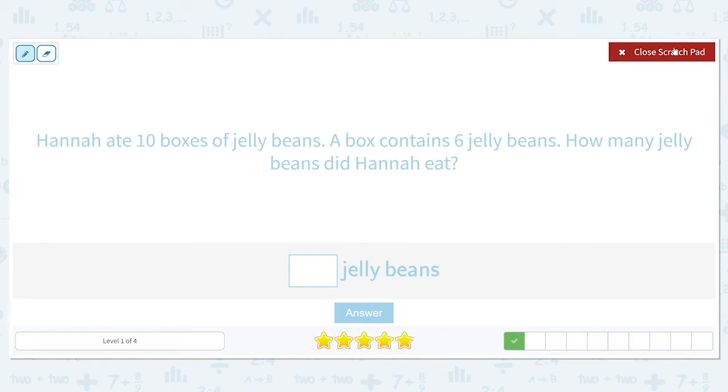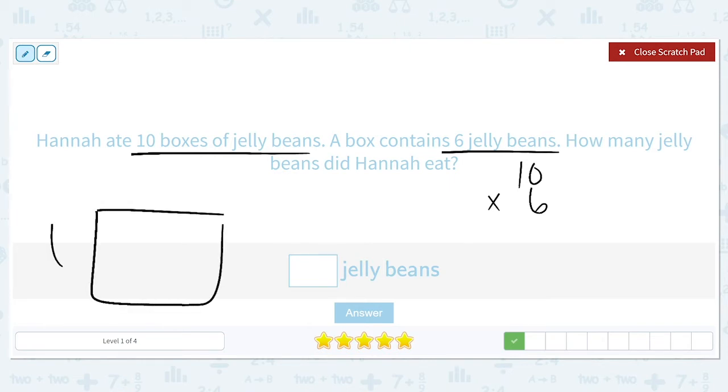Hannah ate 10 boxes of jelly beans. A box contains 6 jelly beans. How many jelly beans did Hannah eat? So she had 10 boxes, and every single box had 6 jelly beans. That's going to be multiplying 10 times 6. So you're going to set that up.